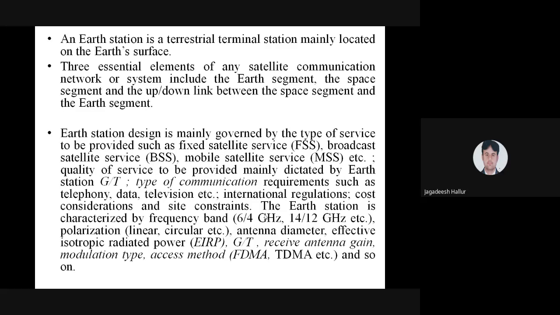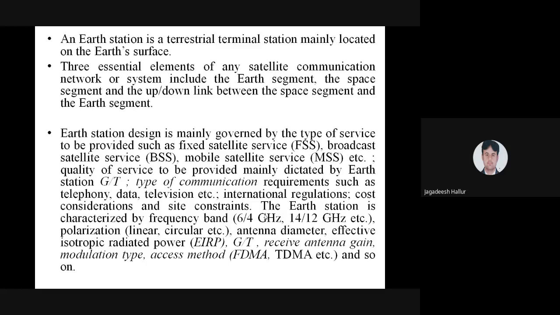G by T, gain to noise temperature ratio. Receive antenna gain, how much gain we have received at the receiver. Modulation types: FM, AM and PM. Amplitude modulation, frequency modulation and phase modulation. These are the different modulation types.